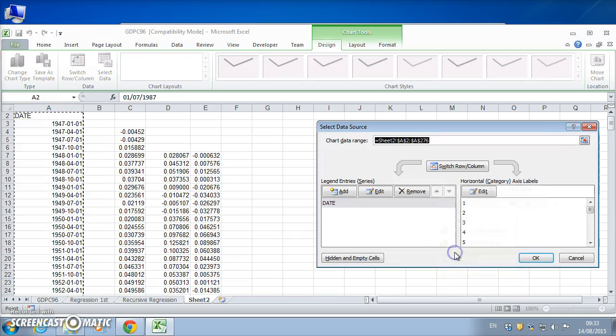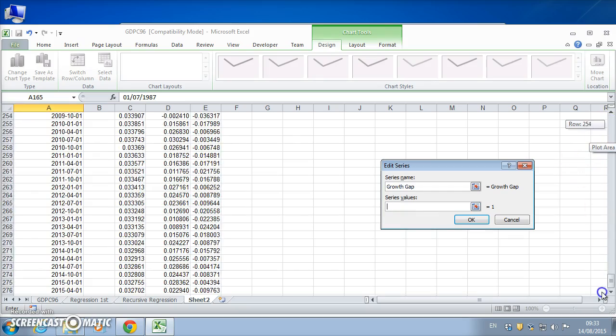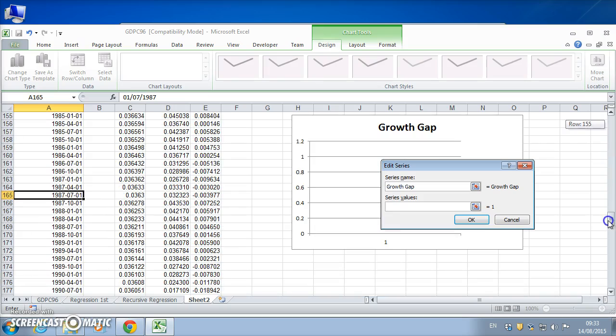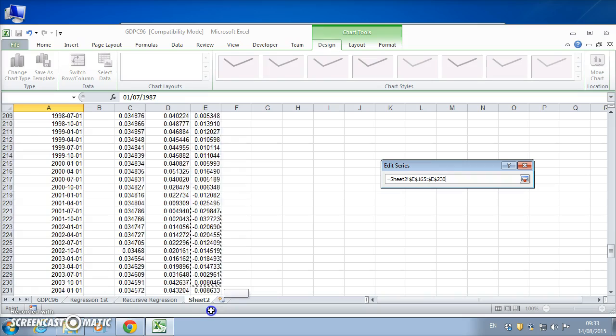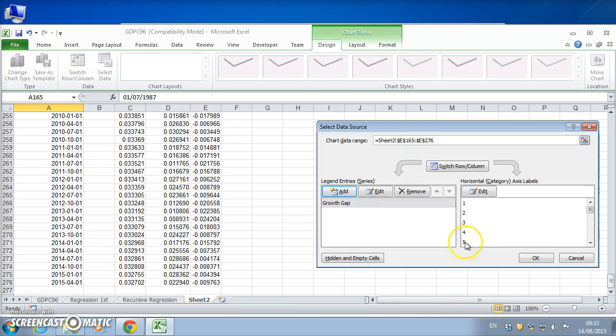Okay, edit that, select, remove, add, it's the GG, so growth gap. And we'll look at the period from 1987, the second last quarter, all the way through Bernanke and Yellen. Okay, I click OK.